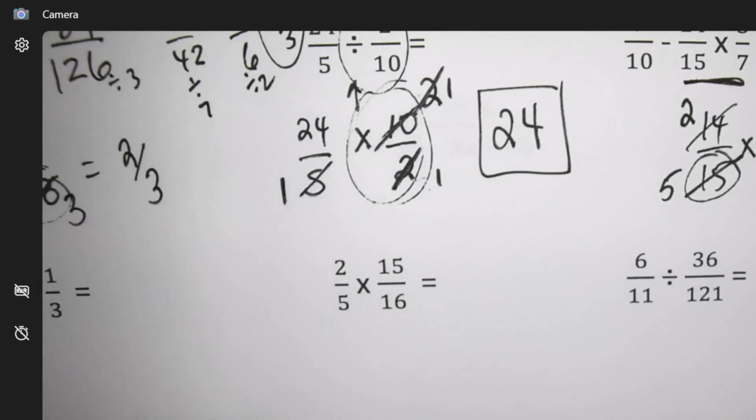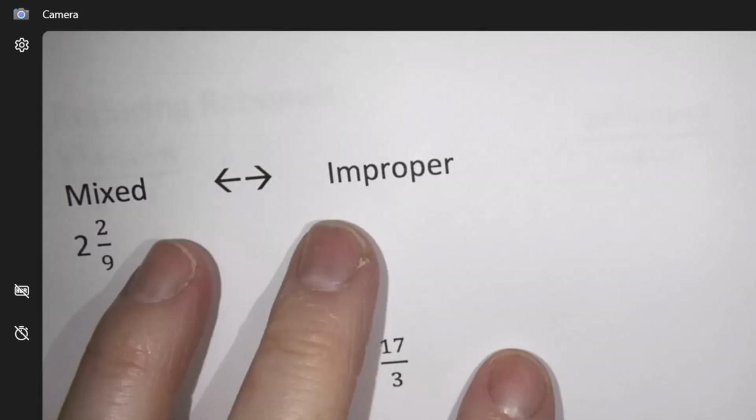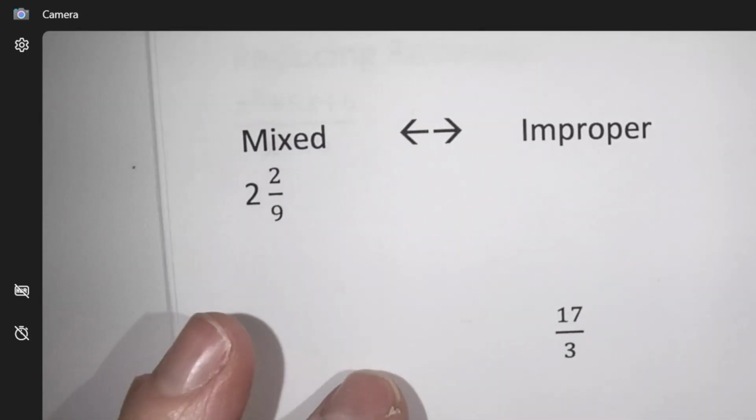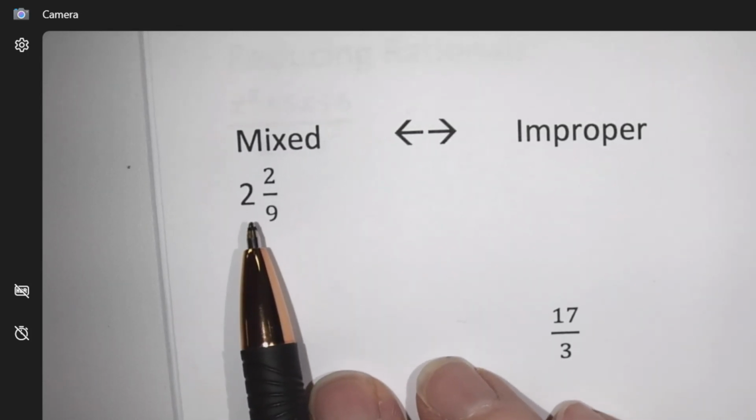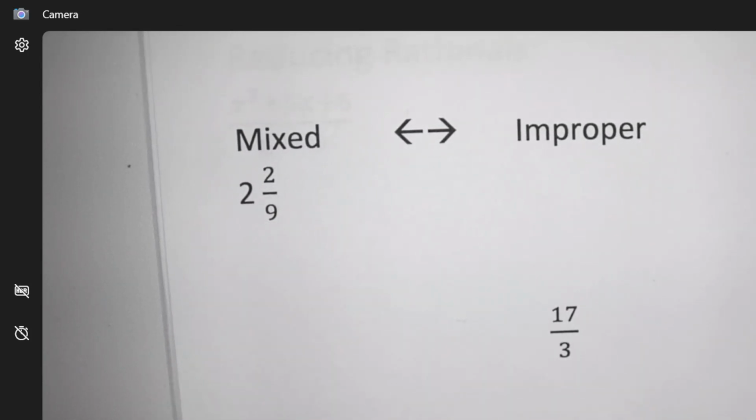Okay, that's our warm-up. Now, mixed and improper. So these are the words. Mixed is when you have that whole number part plus the fraction part. Improper is when you write a fraction more than 1 with the top like that.